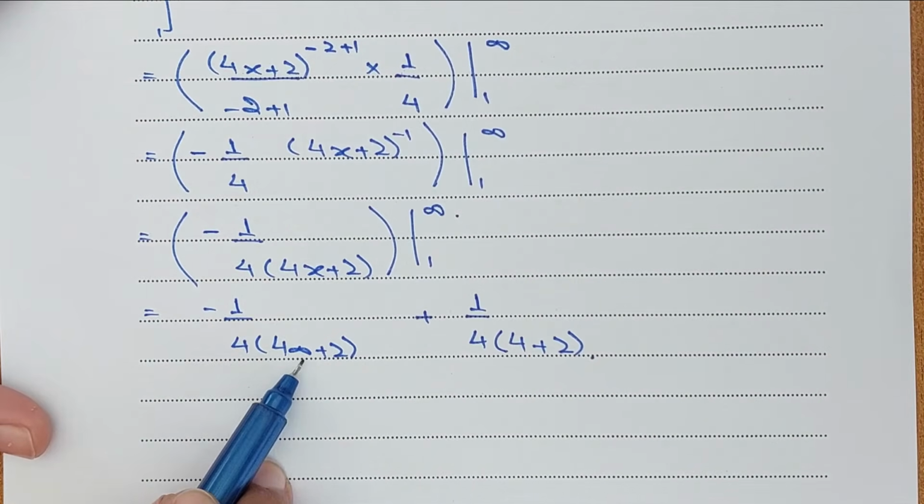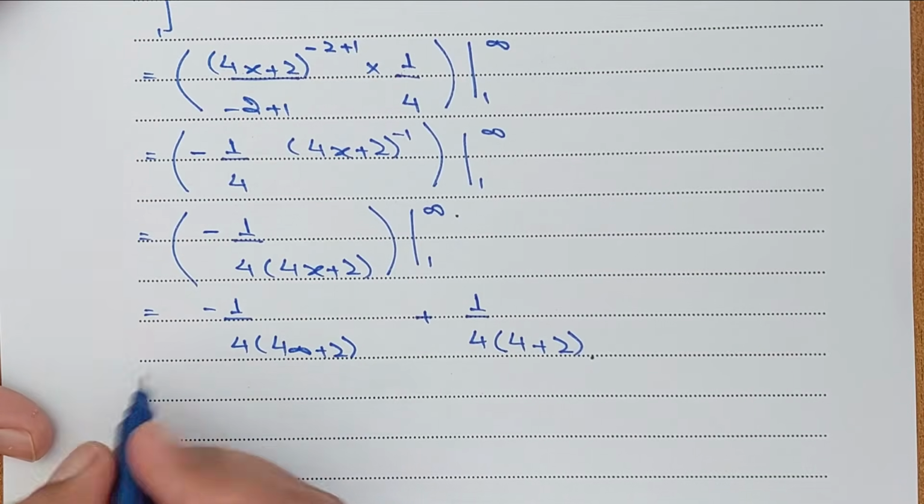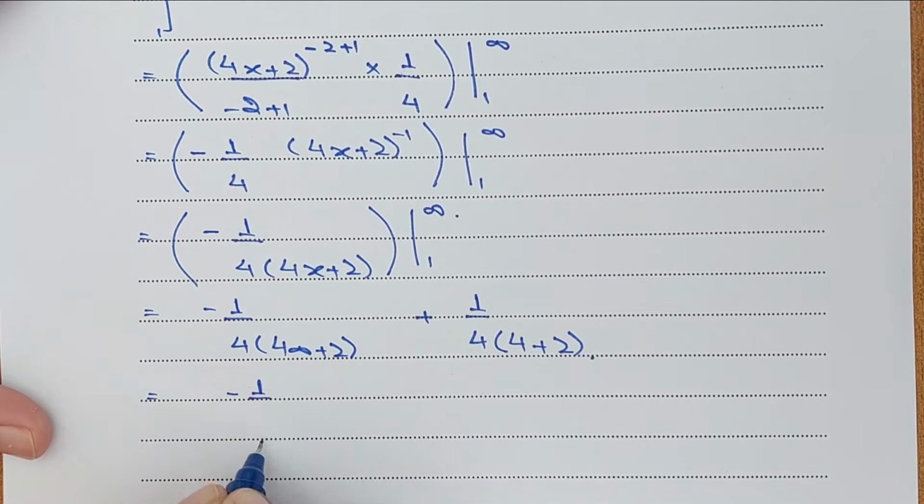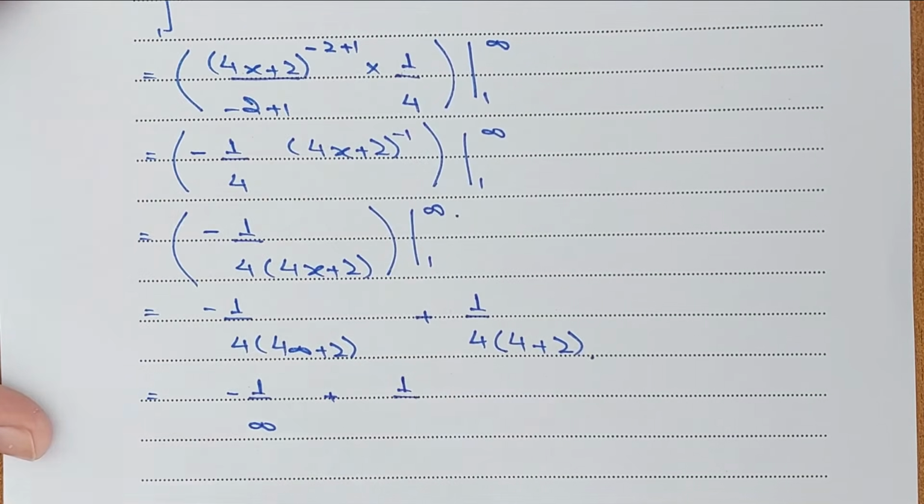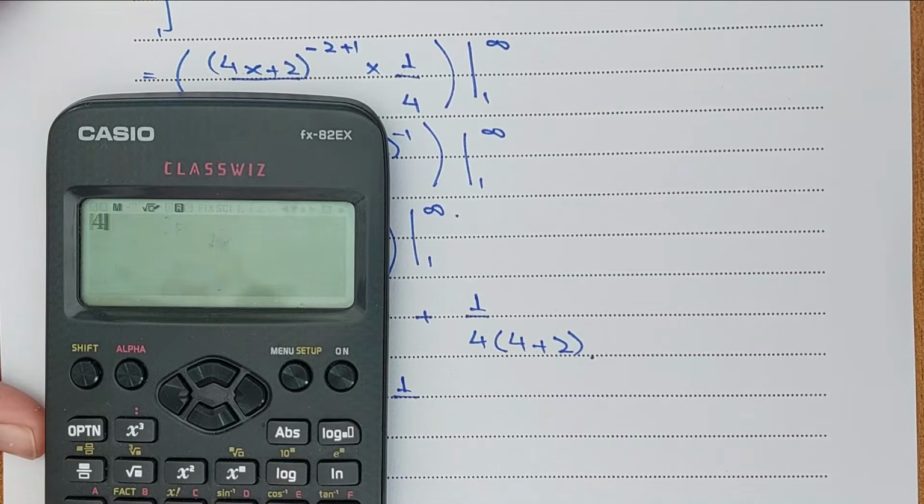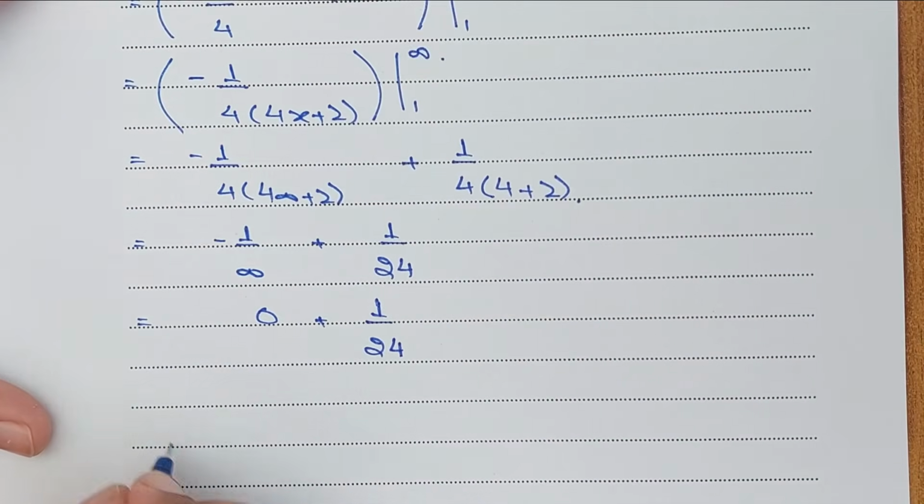4 times infinity is infinity. Infinity plus something is infinity, and the product is infinity. 1 over infinity plus 1 over, we have 4 plus 2 is 6, and 6 times 4 is 24. So 1 over 24. Something divided by infinity is 0. 0 plus 1 over 24. So the simplified answer is just 1 by 24 for this integral, right?